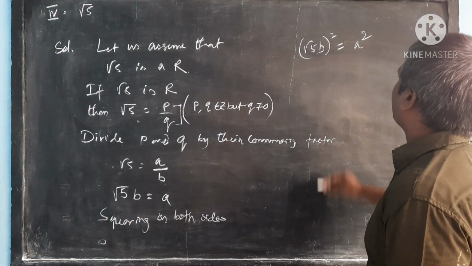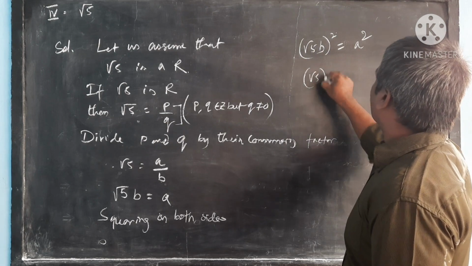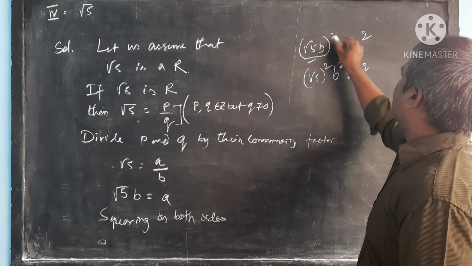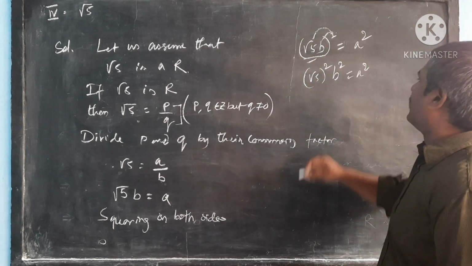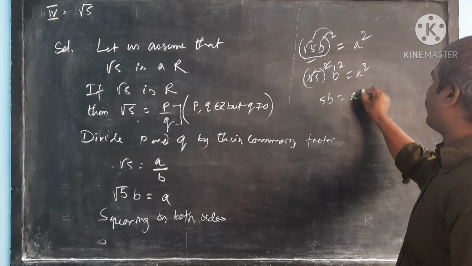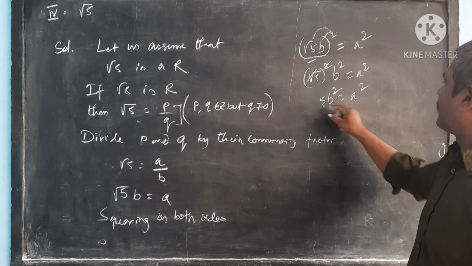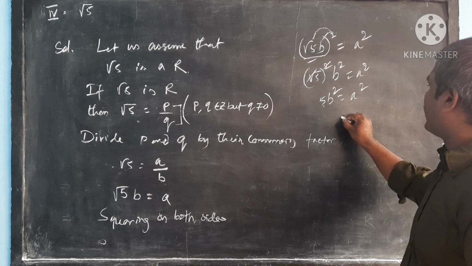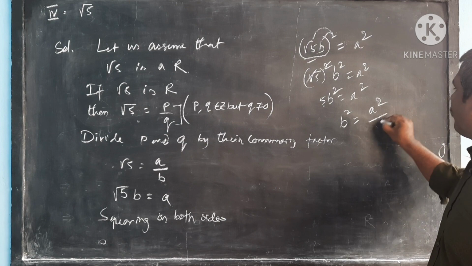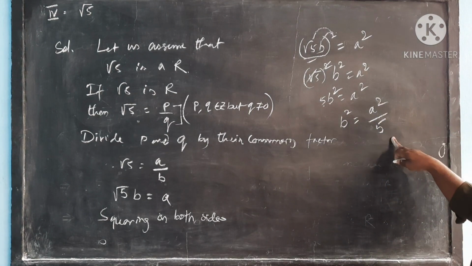Now it will be root 5 whole square and b square is equal to a square. This is the square of root 5 and the square of b. The square of root 5 will be cancelled, then 5 b square is equal to a square. Now transfer the 5 from the left to the right side, then we get b square is equal to a square by 5.